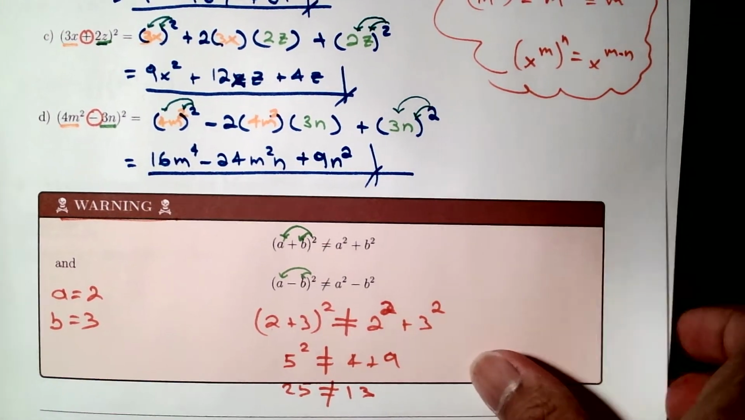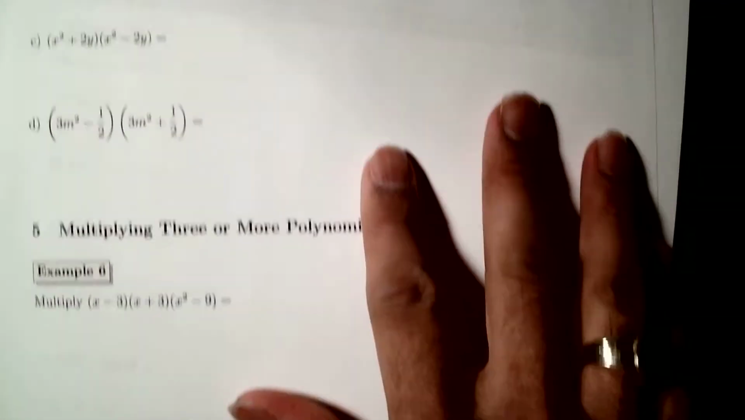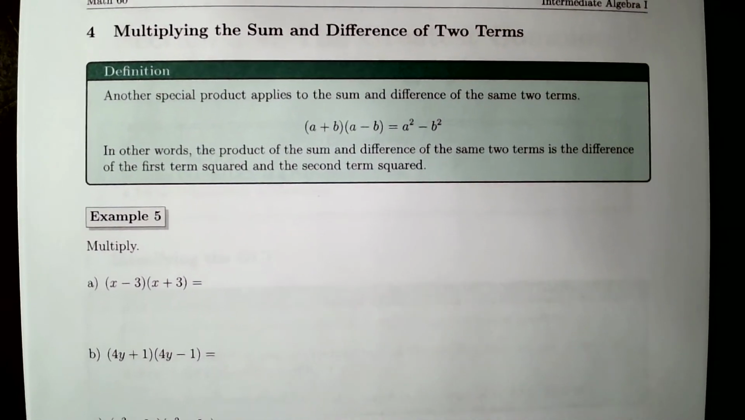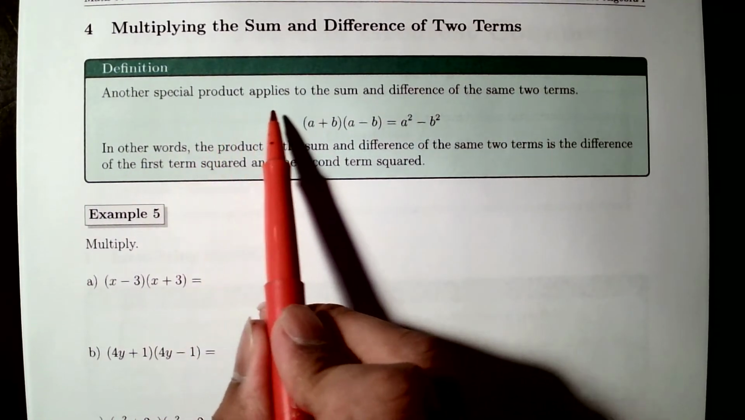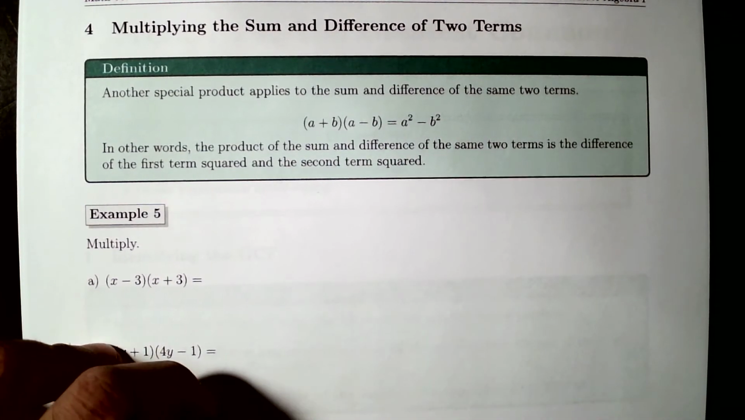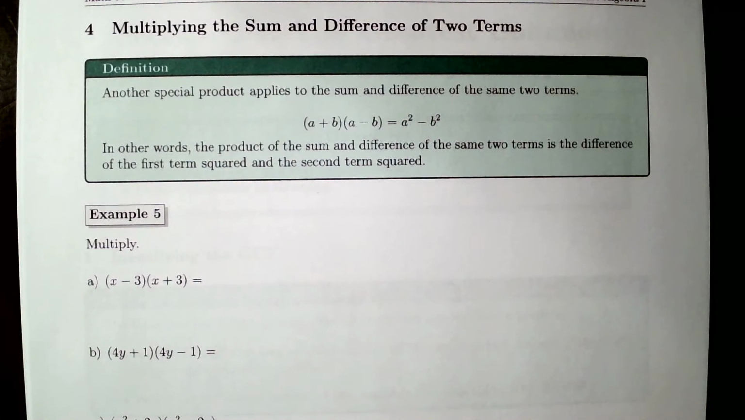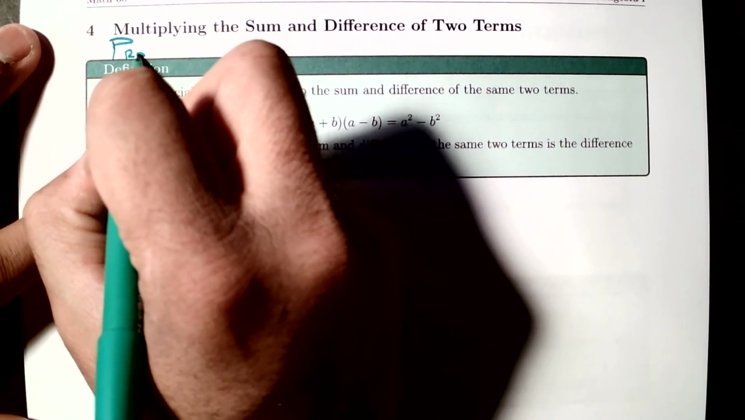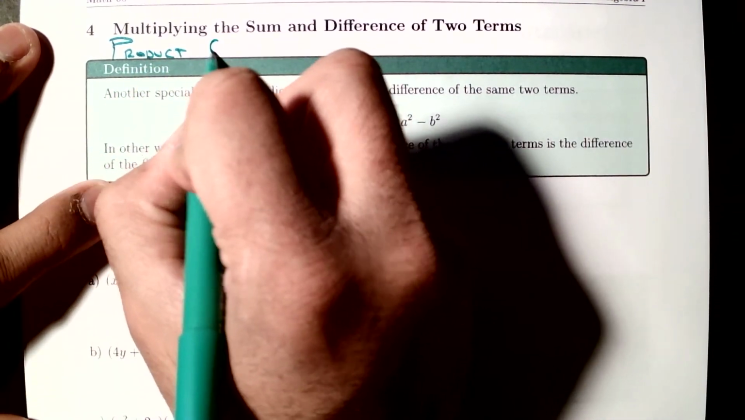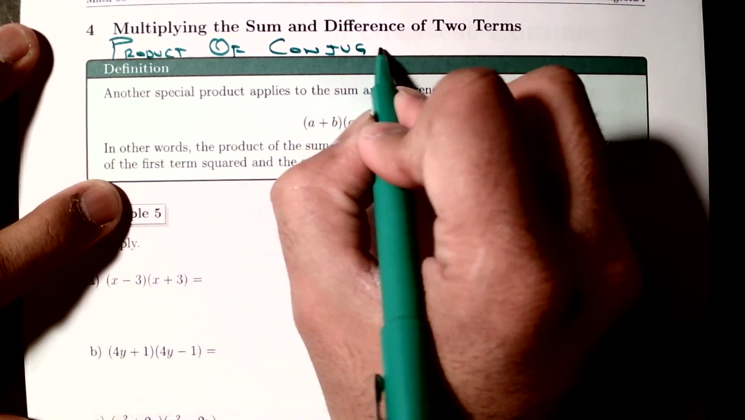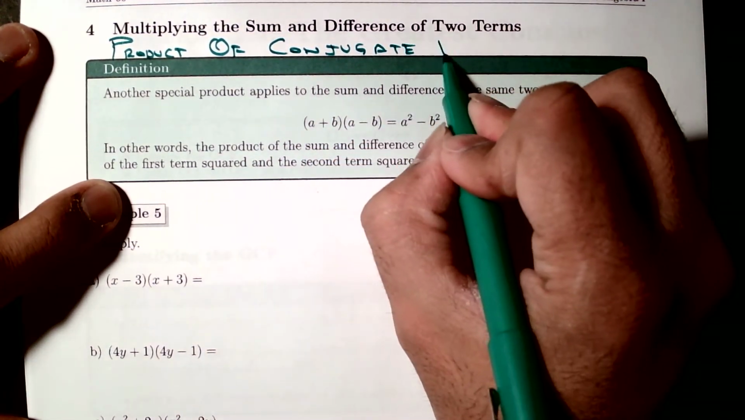Okay. Now let's move on to the last page for this video, multiplying the sum and difference of two terms. So in this case, we have another very special product, which we call the product of conjugate binomials.